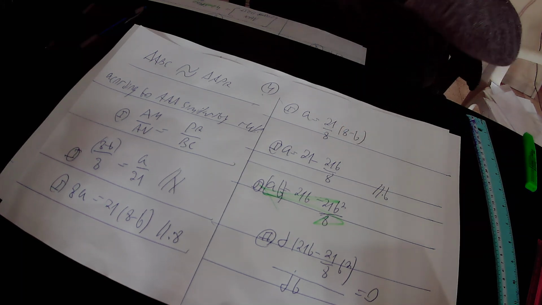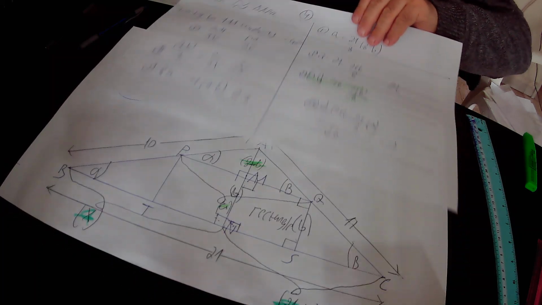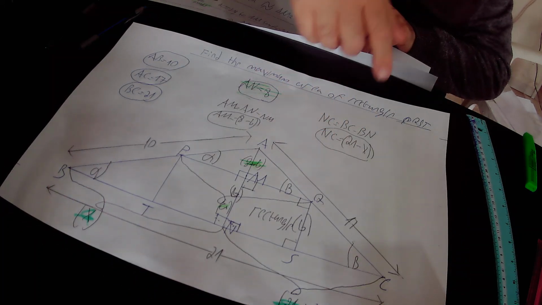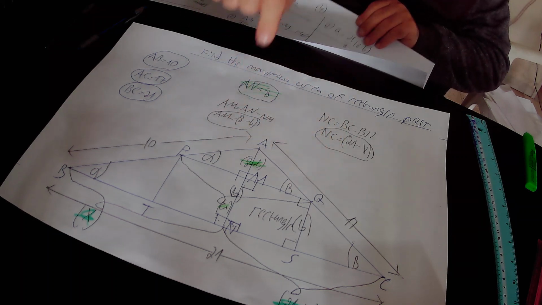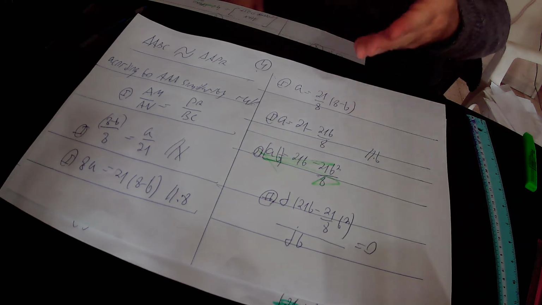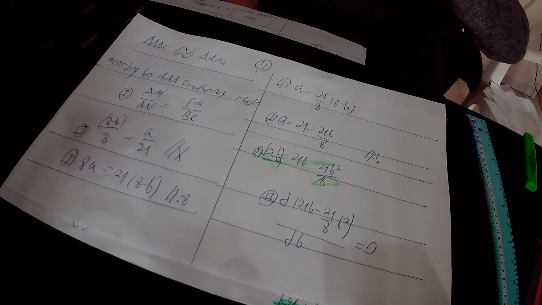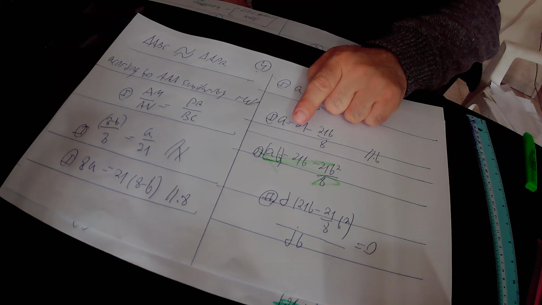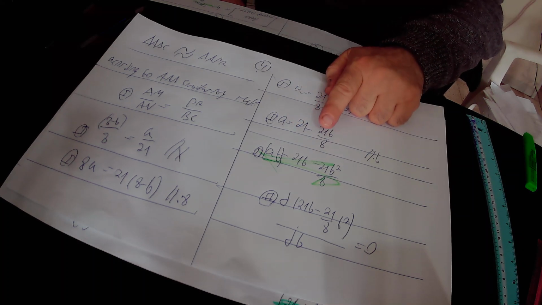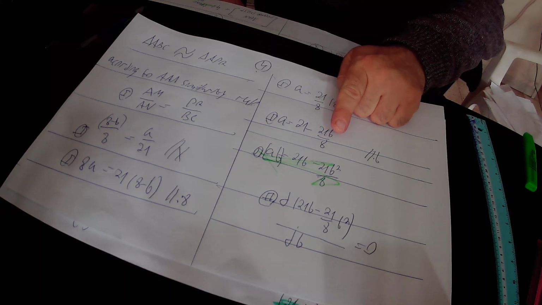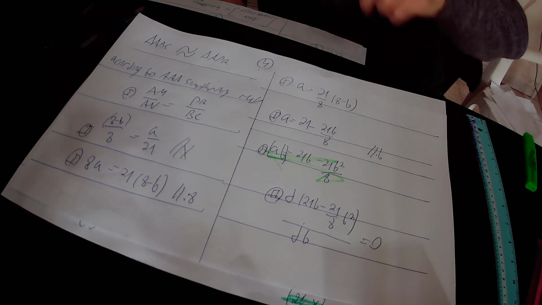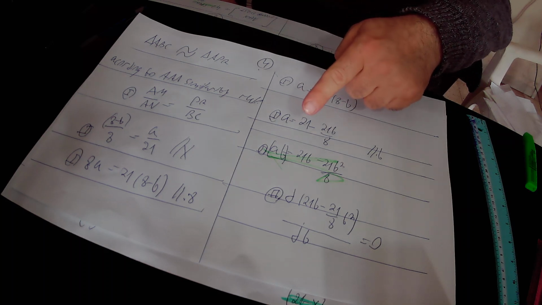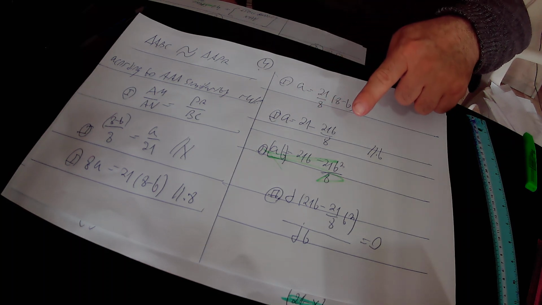What is A times B? A is the length of this rectangle PQST, and B is the width. And the length times the width is the area of this rectangle PQST. So according to this equation 1, the area of rectangle PQST, that is A times B, equals 21B minus 21B squared over 8. So actually, in equation 1, we have the area of rectangle PQST, that is A times B, as a function of B.